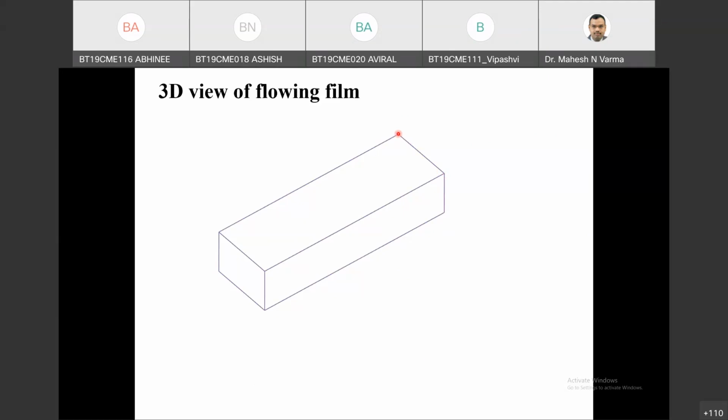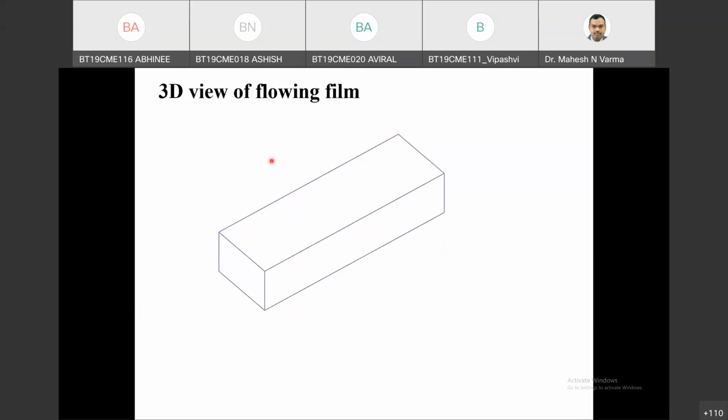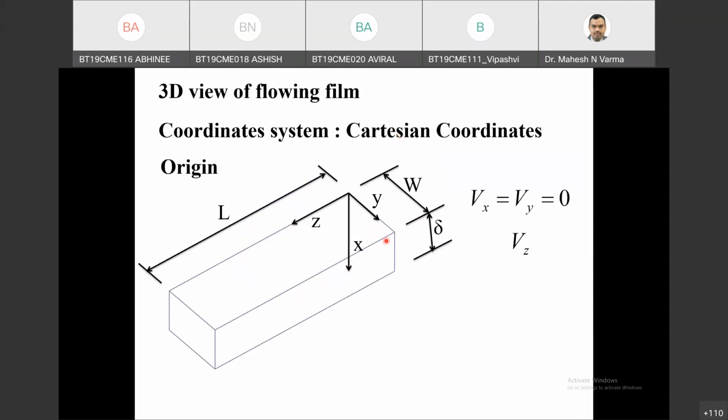Okay, this is just what I am telling you. Don't get confused. Between this film and this film, this is one and the same thing. I have drawn a 3D view of the flowing film just for your better understanding. So this is my origin.